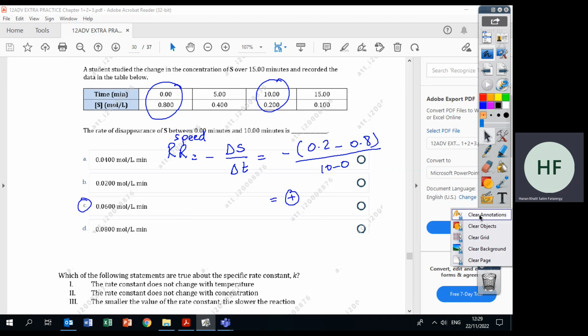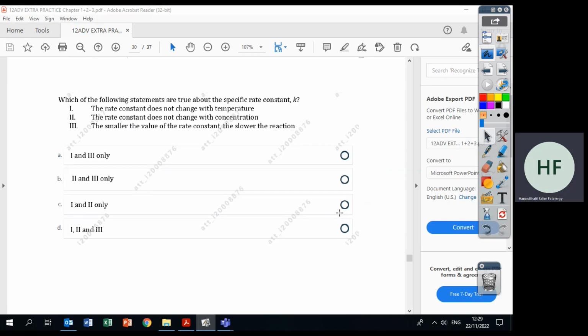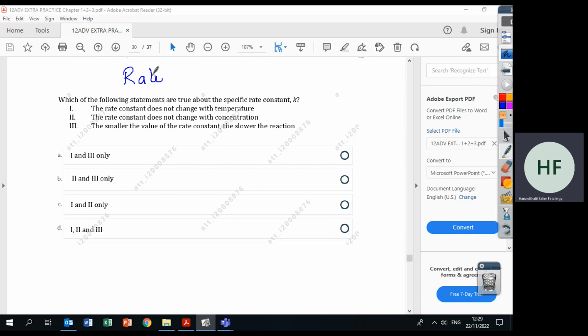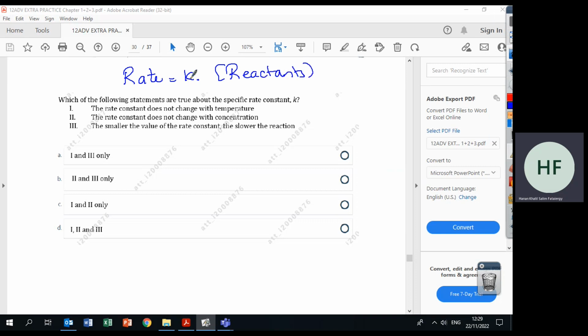Now another question. Which of the following statements is true about the specific rate constant? Remember that the rate constant is proportional to the rate. Rate equals K times the concentration of reactants. So K is proportional to the rate. When K increases, the rate increases. When K decreases, the rate decreases. And K is dependent on temperature. It only changes if we change the temperature.